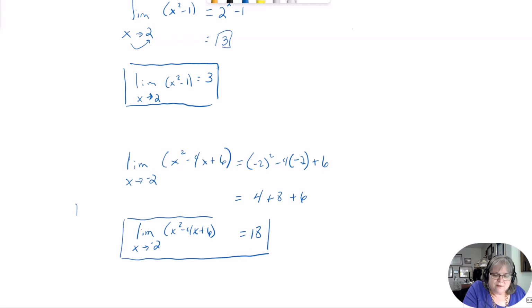All right, so see how I already substituted in the -2. Once you substitute in the -2, you can leave the word limit off, or this limit, okay? Until you substitute in the value, you have to keep up with it.